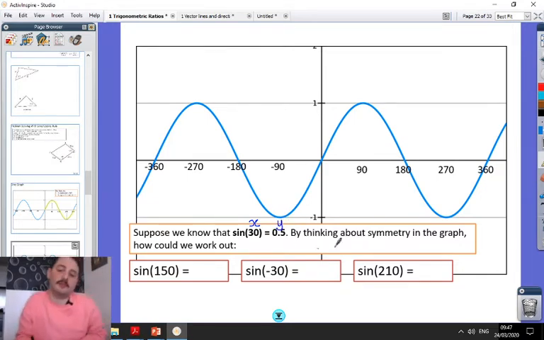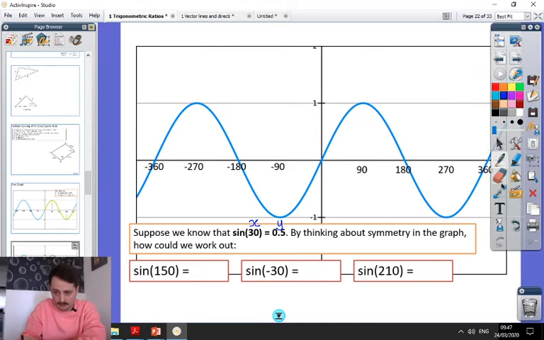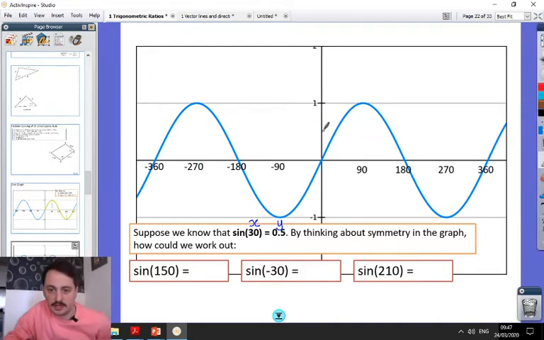And it says, by thinking about the symmetry of the graph, how could you work out these three other things that we've got here? So, I'm going to draw in the lines that I've got, if I can find my shape tool. I think it's perhaps disappeared on here. I can do it with a straight line by hand anyway. Okay, so we're saying that at 30 degrees, it has a value of 0.5. So let's have a look. Here is 30 degrees, and the y value is 0.5.